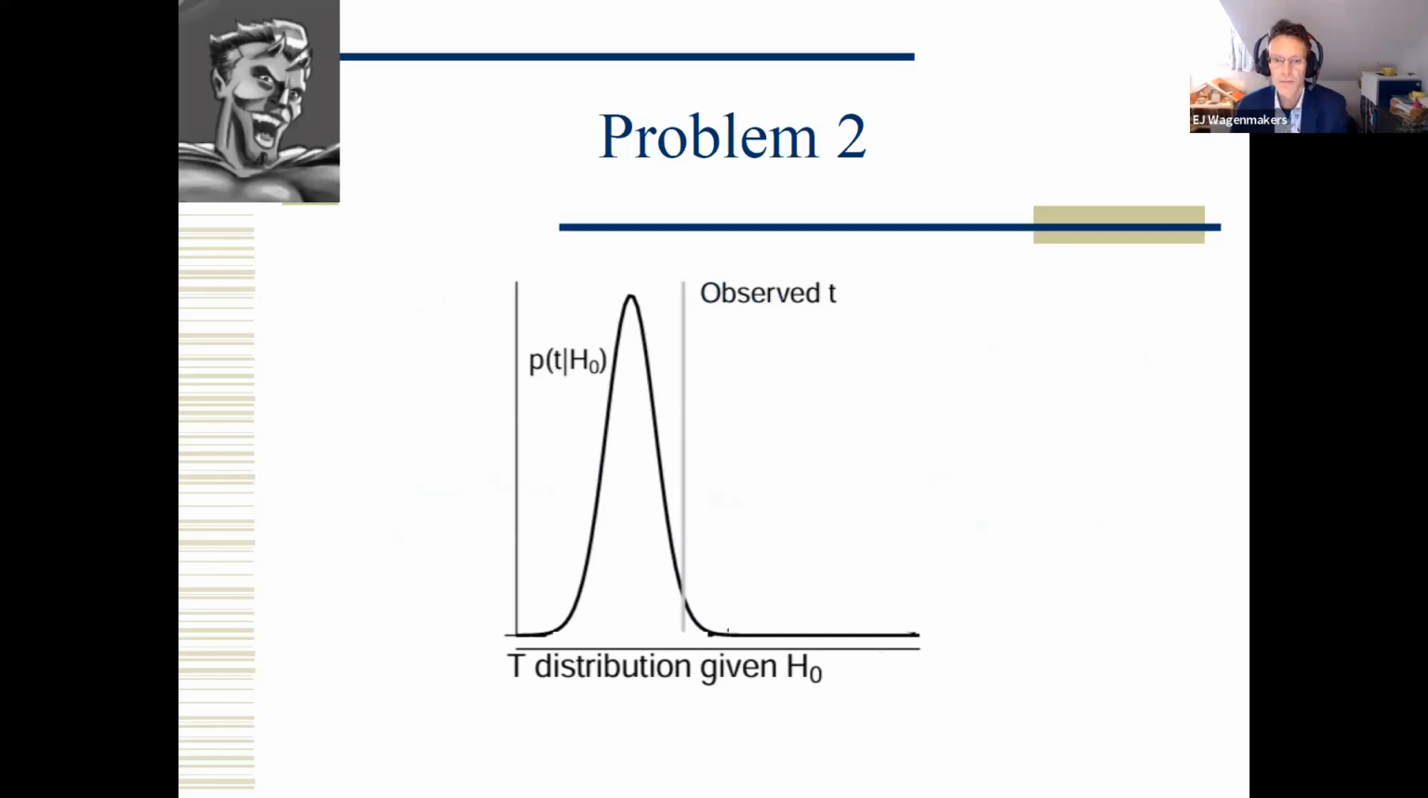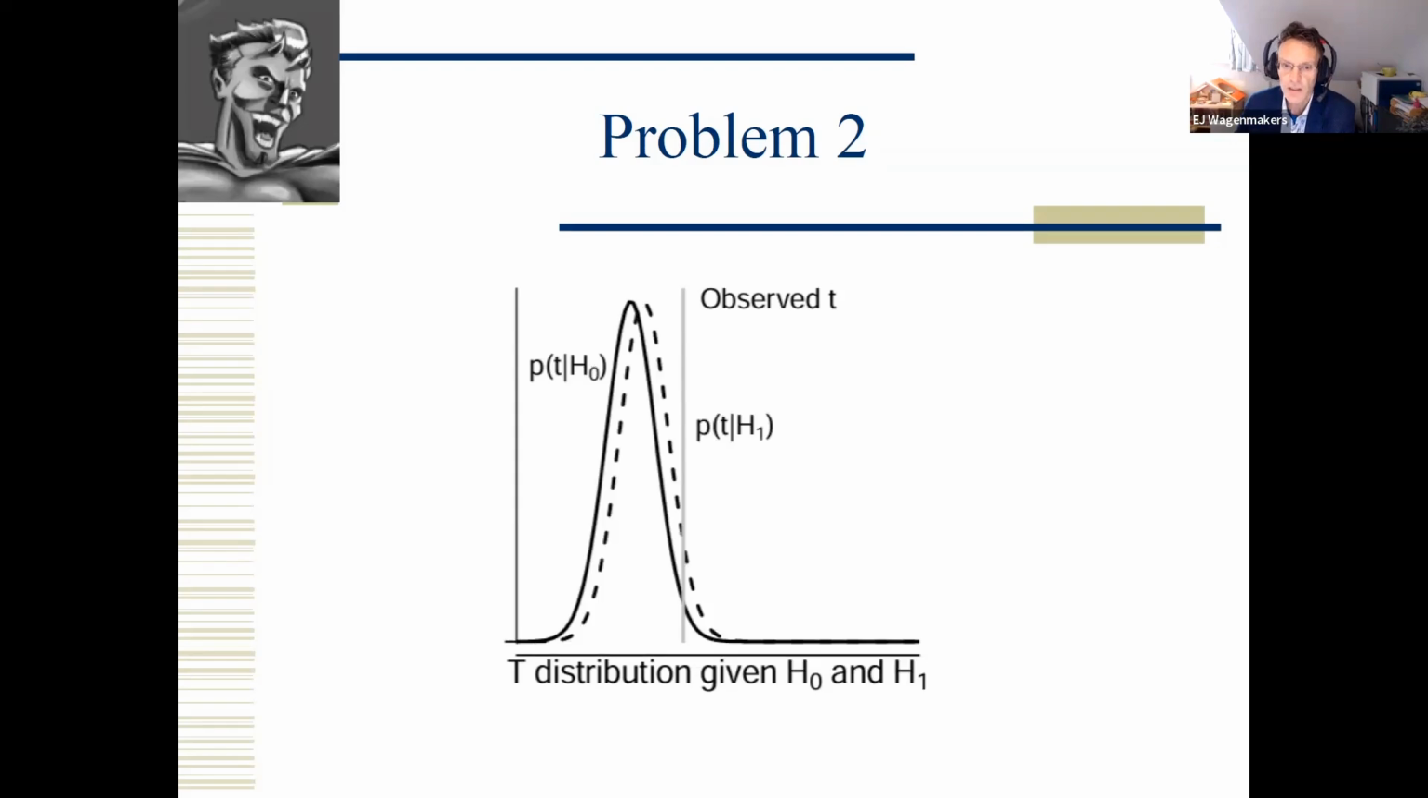To illustrate, this is that sampling distribution under the null hypothesis. And the gray line here indicates our observed t-value, right? So this gives us a p-value of 0.04. And now let's say that our alternative hypothesis says the effect is relatively small. Well, what distribution does that yield?